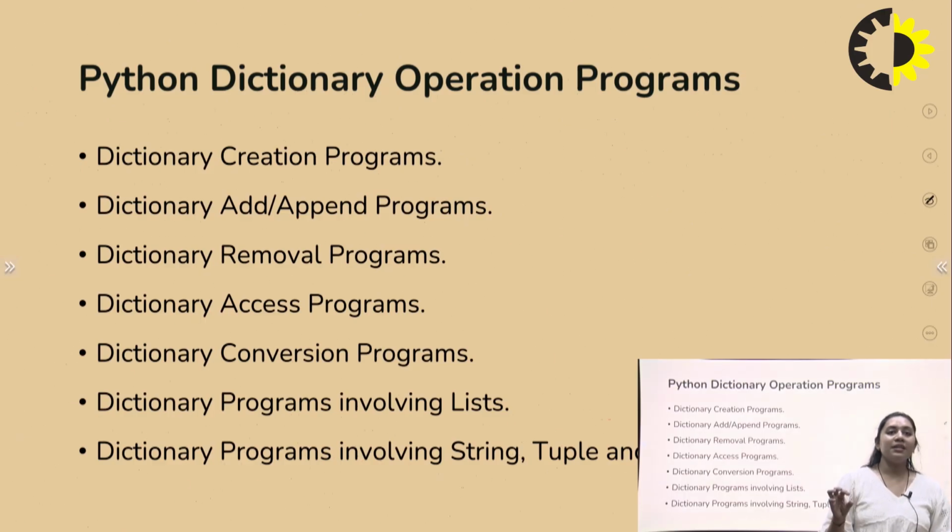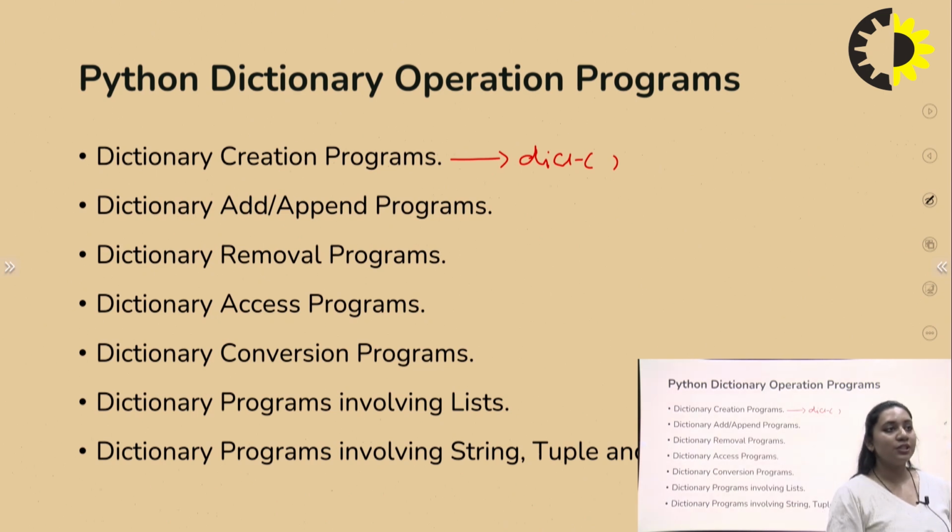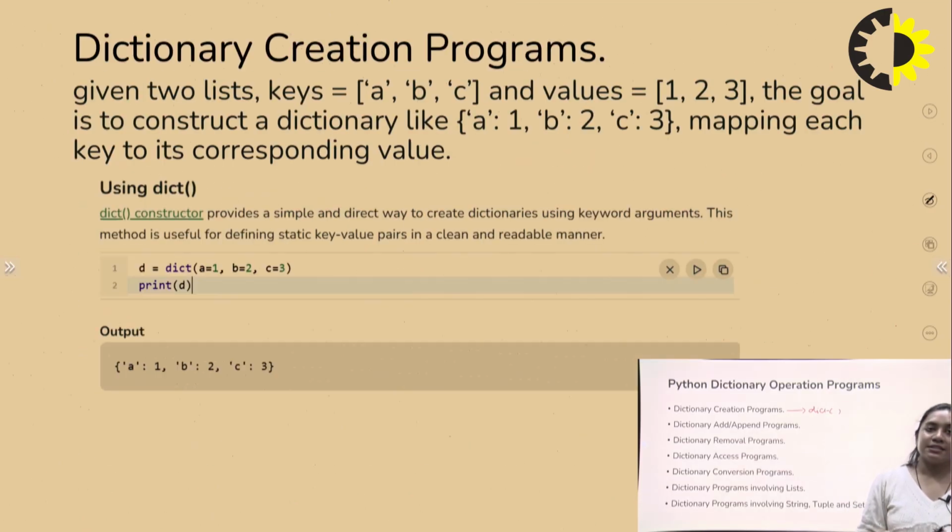Right? Let's see the various operations performed in Python programming. The number one is creation: how you can create the dictionary. For dictionary creation we use the dict function, and for adding and updating the dictionary we use other functions. Then we have dictionary removal, dictionary access, dictionary conversion, and dictionary programs which involve lists, and the dictionary also involves strings, tuples and sets, right?